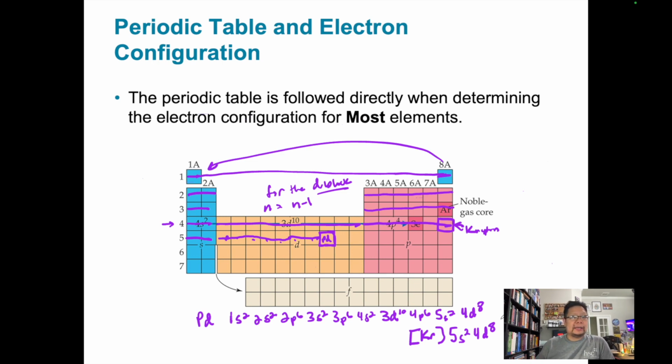If I ask you for any kind of electron configuration, they're all done the same way. The only thing that you've got to remember, though, is that if you have anything in the D block right there, the n will not be equal to n. The n has to be equal to n minus 1 for the D block. But just for the D block elements, okay?